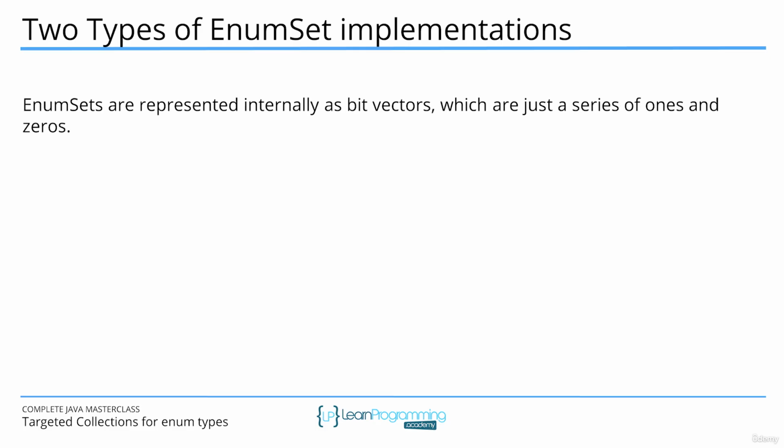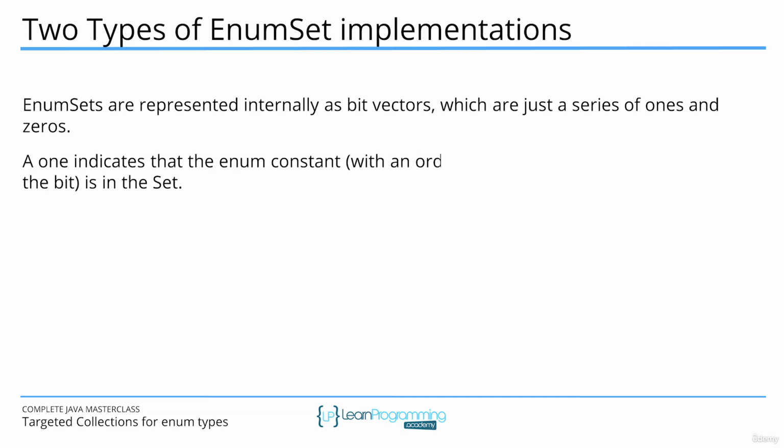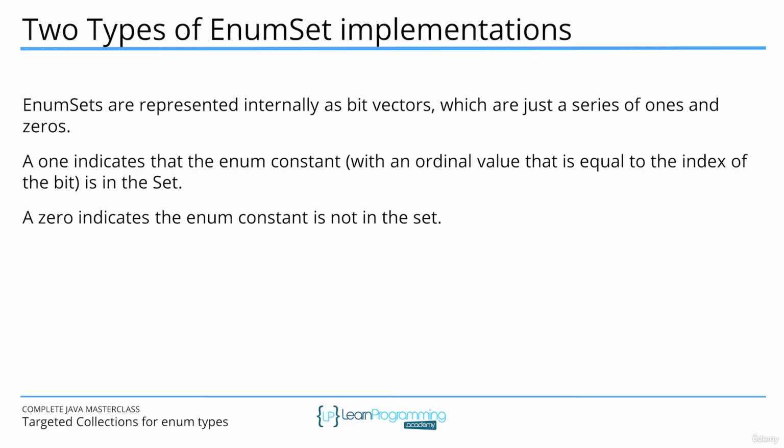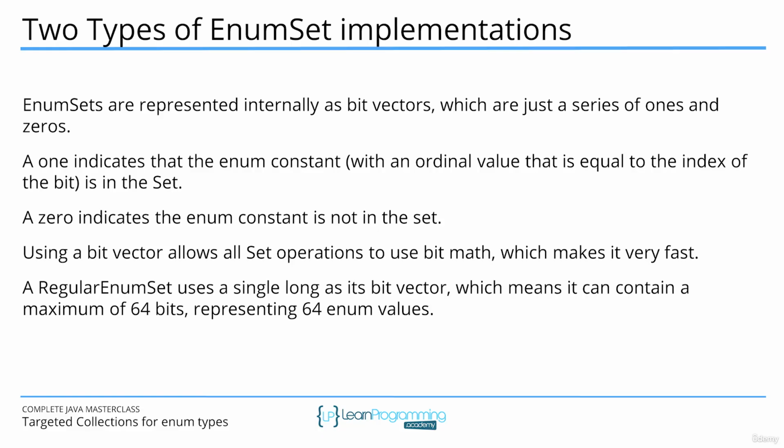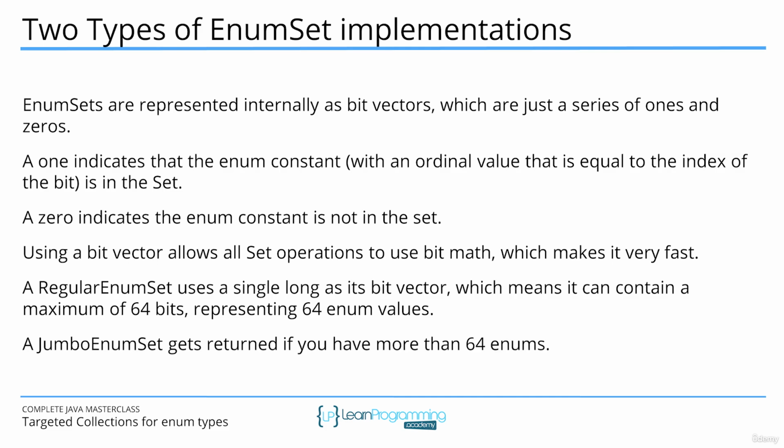Enum sets are represented internally as bit vectors, which are just a series of ones and zeros. A 1 indicates that the enum constant with an ordinal value equal to the index of the bit is in the set. A 0 indicates the enum constant is not in the set. Using a bit vector allows all set operations to use bit math, which makes it very fast. A RegularEnumSet uses a single long as its bit vector, which means it can contain a maximum of 64 bits, representing 64 enum values. A JumboEnumSet gets returned if you have more than 64 enums.